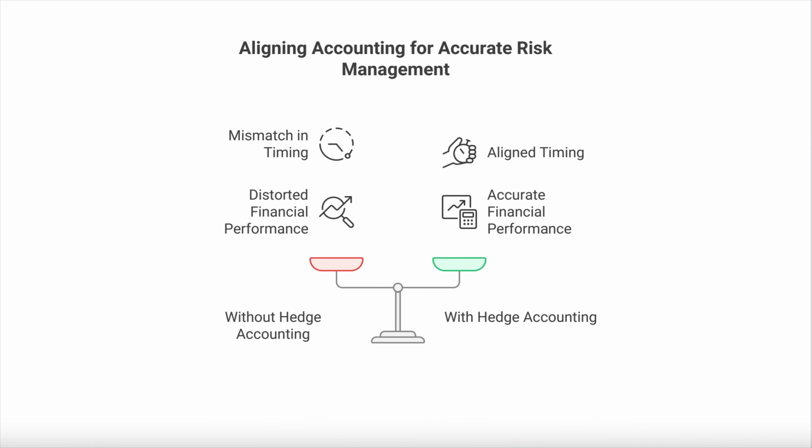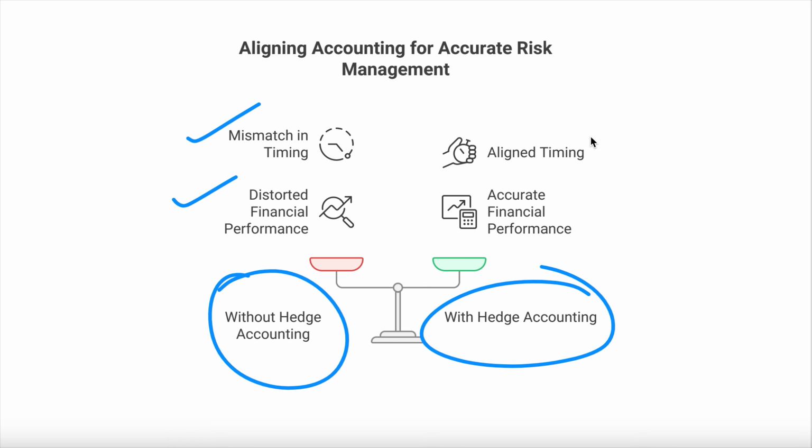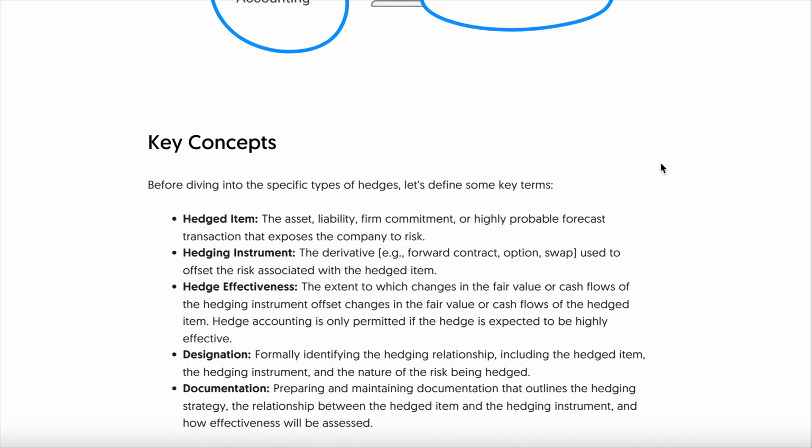If you look at aligning accounting for accurate risk management, without hedge accounting, you will have a mismatch. You will have distorted financial performance, which means that you can't rely on the financial information provided to you. But with hedge accounting, you've got aligned timing and accurate financial performance.